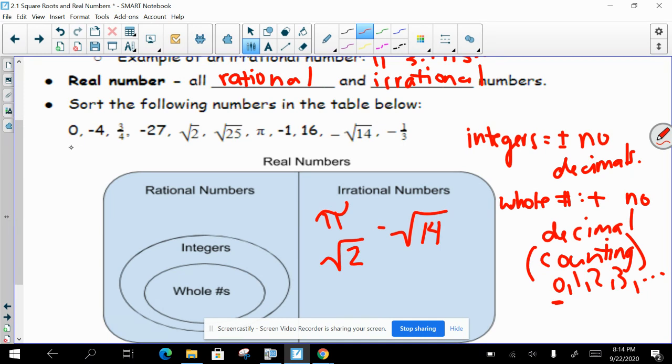So 0. So 0 is definitely rational. It's definitely an integer, and it's a whole number. So we would put it here. -4. -4 is rational. Is it a whole number? Well, no, because it's negative. So it would go in the integers because it doesn't have a decimal. 3/4. 3/4 can be written as a fraction. It's not an integer because it's 0.75.